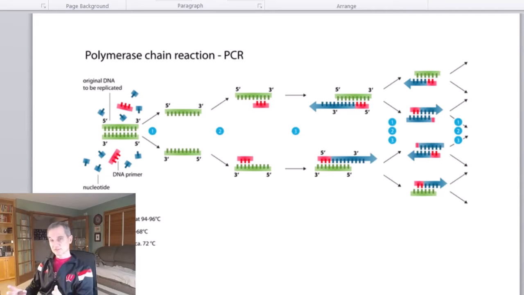So to address the question of how do we know that the virus causes the disease, well, COVID patients test positive for this PCR assay. Individuals that do not have the infection test negative for this PCR reaction.